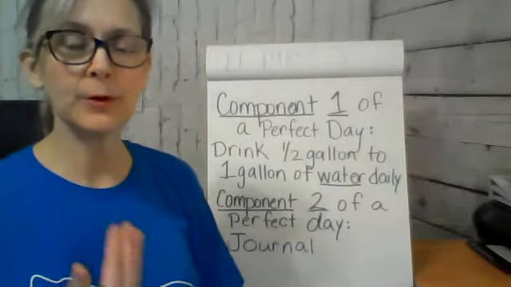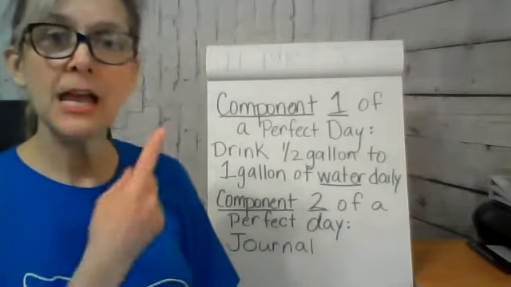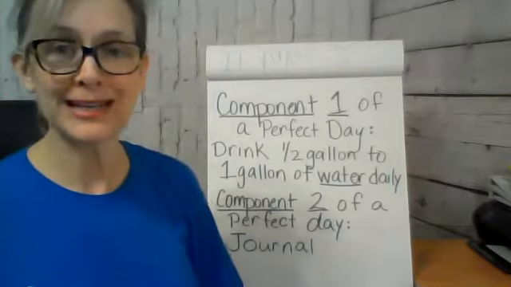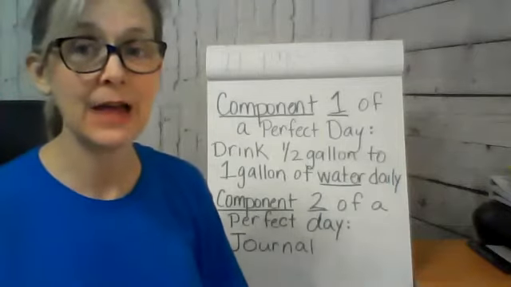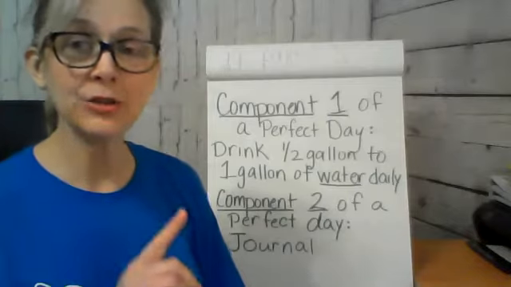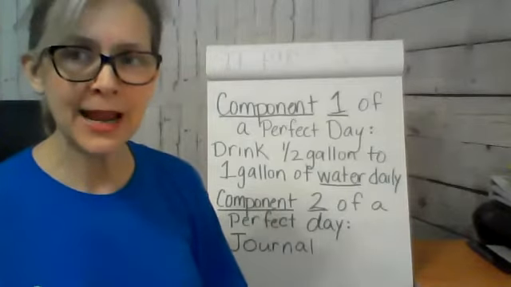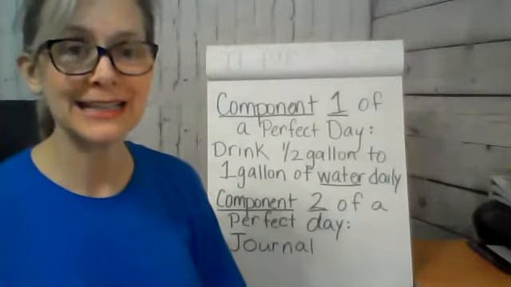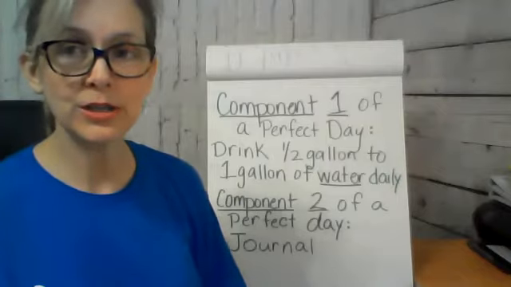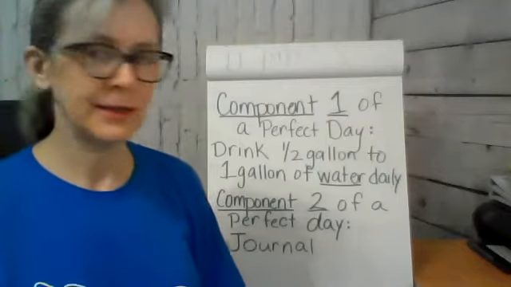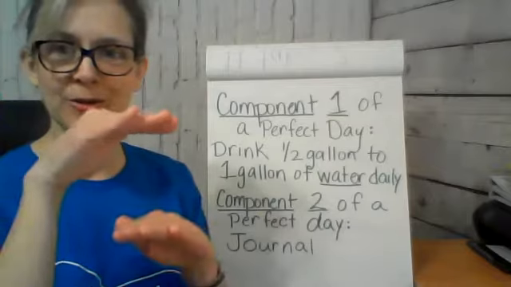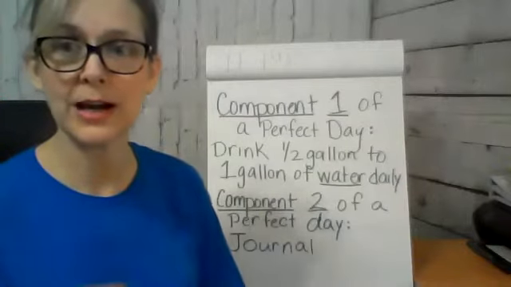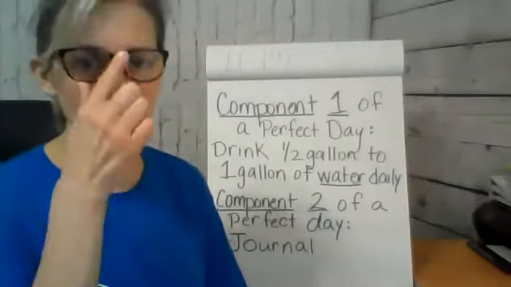So this is your bulletproof shield if you'll follow it. Component number 1 of a perfect day is to drink at least a half a gallon of water. A gallon is your goal, but the minimum amount to say that you've had a perfect day is 64 ounces, which is half a gallon, or just 4 of those regular sized water bottles.